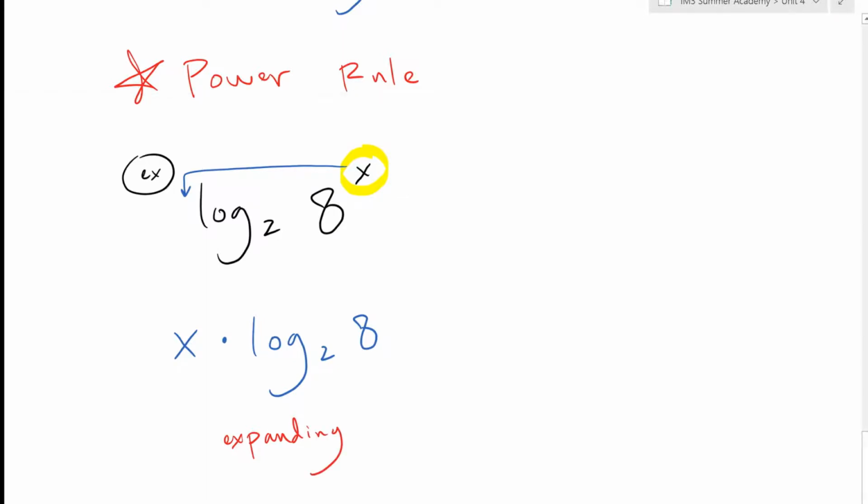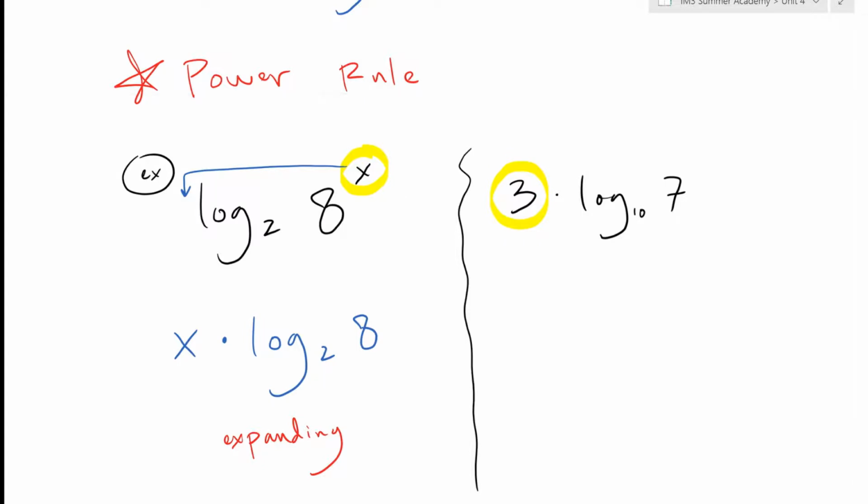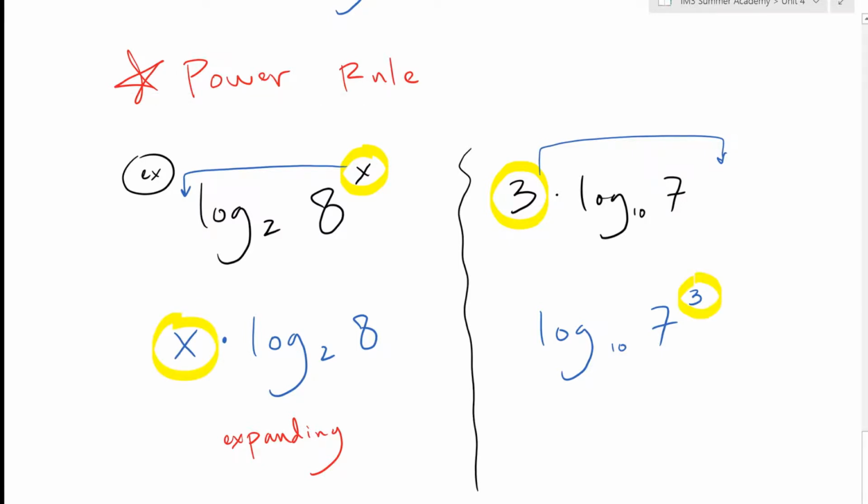The same thing can be said if there is a term in the front. So for example, if it said 3 times log base 10 of 7, this is allowed to travel up here and become the exponent on the 7. So it would be log base 10, 7 to the power of 3. You see how that exponent moves? If it was an exponent, it moves to the front. If it was in the front, it moves and becomes the exponent.